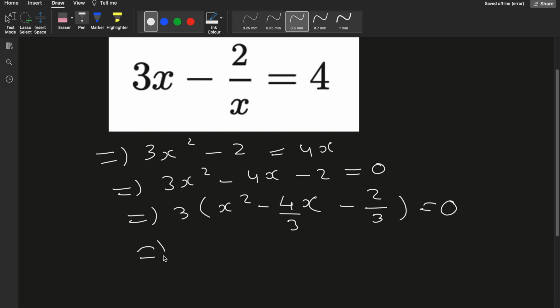Now let's divide both sides by 3. It wouldn't matter, but you could do it either way. You can keep it or remove it. So it would be x squared minus 2 into this divided by 2. So 4 divided by 3 divided by 2 would be 4 divided by 6, that is 2 divided by 3x, minus 2 divided by 3 equals 0.